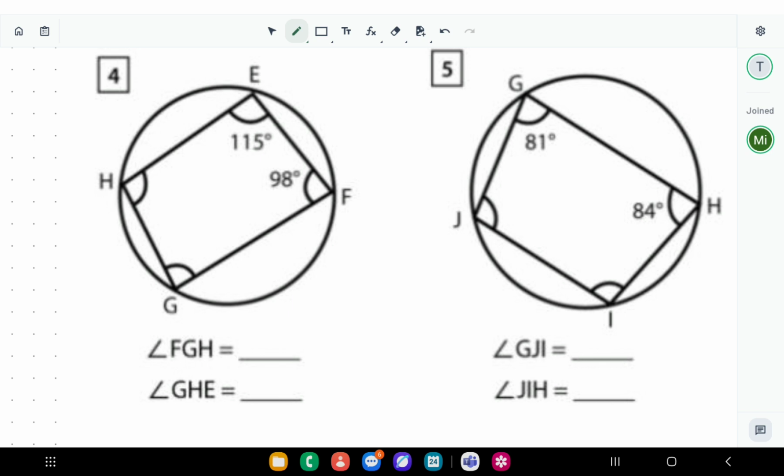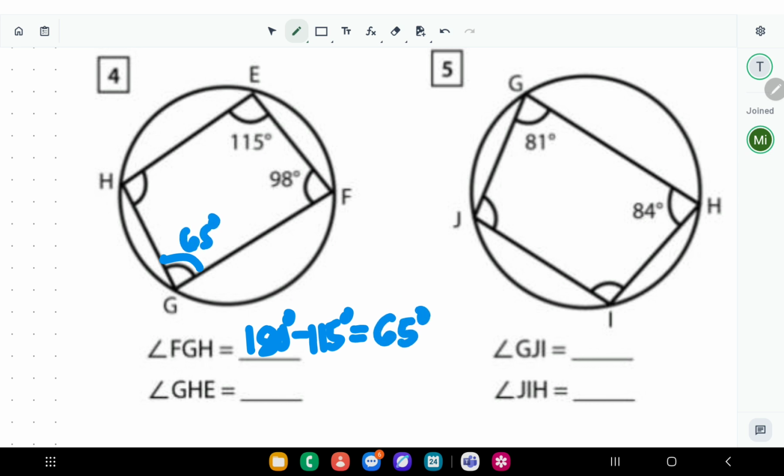Number 4, we're given angles E and F. So we find angle FGH, this one. Angle FGH is opposite to angle E, right? So that means they add up to 180 degrees. So this is just 180 minus 115. So what is 180 minus 115? Okay, so this is 65 degrees.